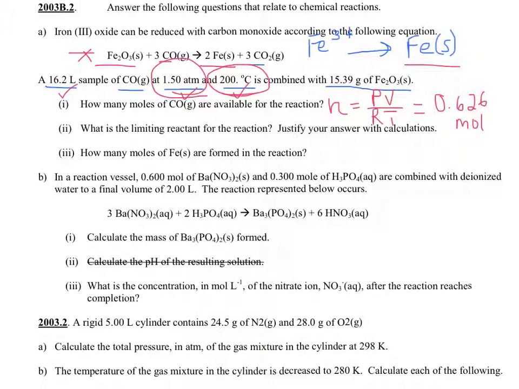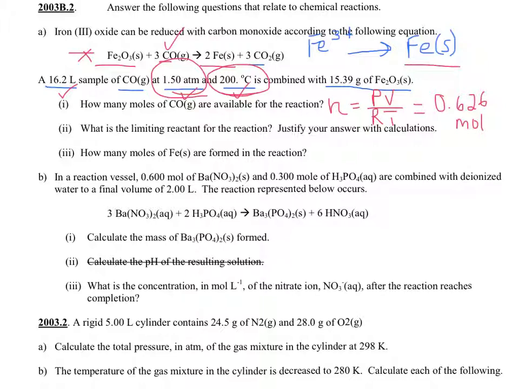Part 2, what's the limiting reactant for the reaction? And justify that with calculations. Well, we have the amounts now of both of the reactants because we've calculated the moles of carbon monoxide. So we got that. And they give us 15.39 grams of the iron oxide. So we know grams of our other reactant. We need to compare apples and apples, or oranges and oranges. So we have the moles of carbon monoxide, so let's convert those grams of iron oxide into moles.